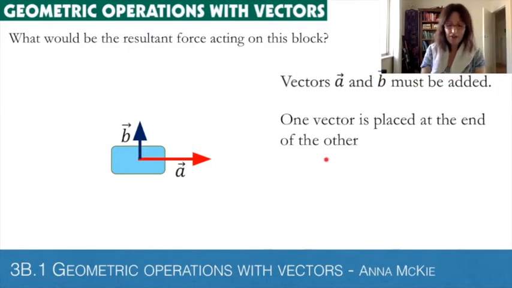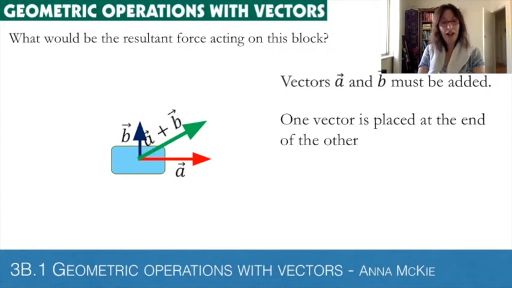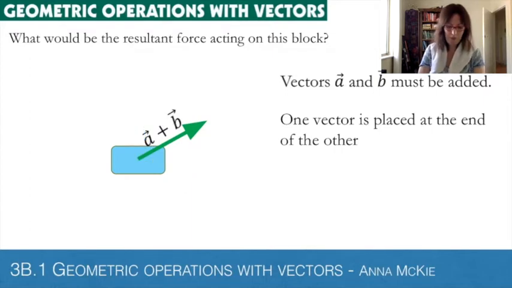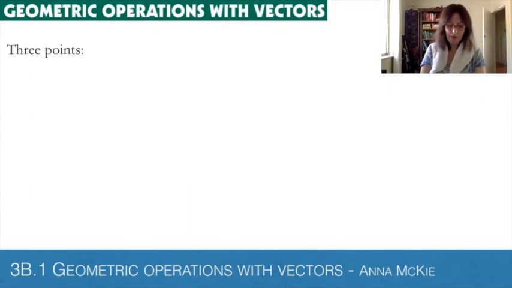And to do that, one vector is placed at the end of the other. So we're going to get into this in a bit more detail, that you would take the arrowhead of where you've ended on A and you would place the beginning of the next arrow at that end. And you would get that diagonal vector. And we'd call that A plus B. And that would be our final one.